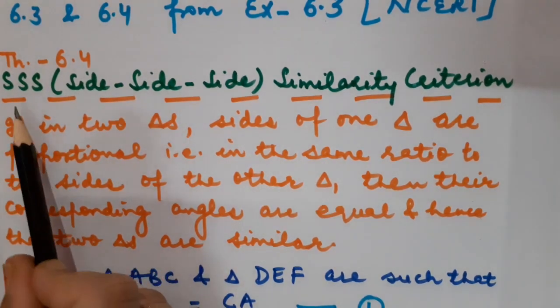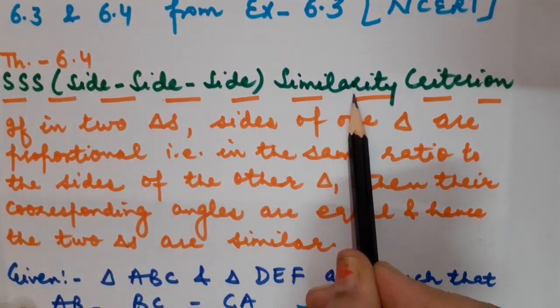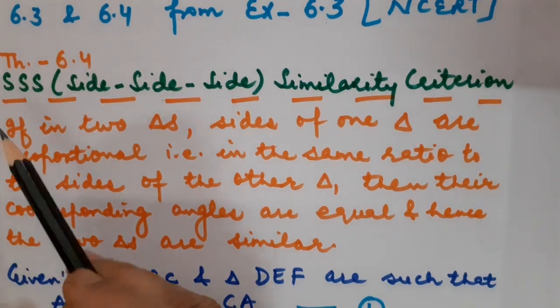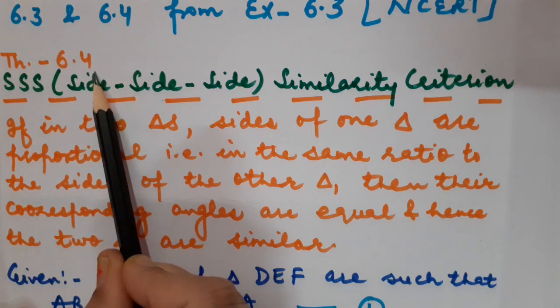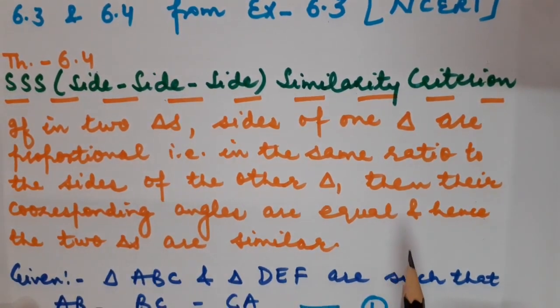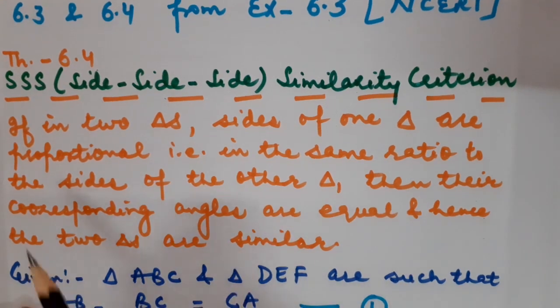This is triple S, that is side, side, side similarity criteria of two triangles. Fine children? This is theorem number 6.4 in your NCERT textbook. Now I am going to start explaining this theorem. First of all, what is the statement of this theorem?